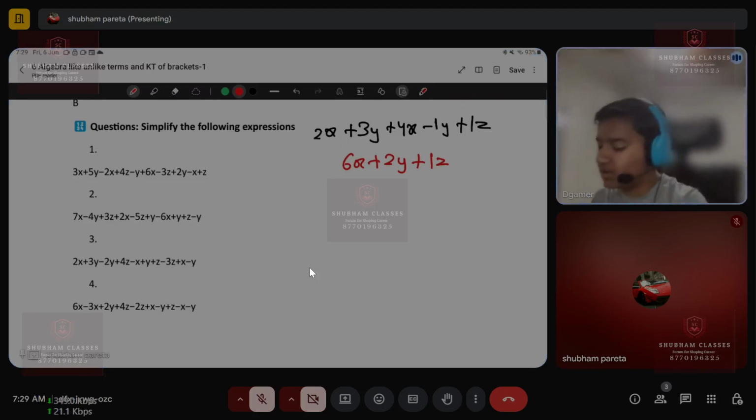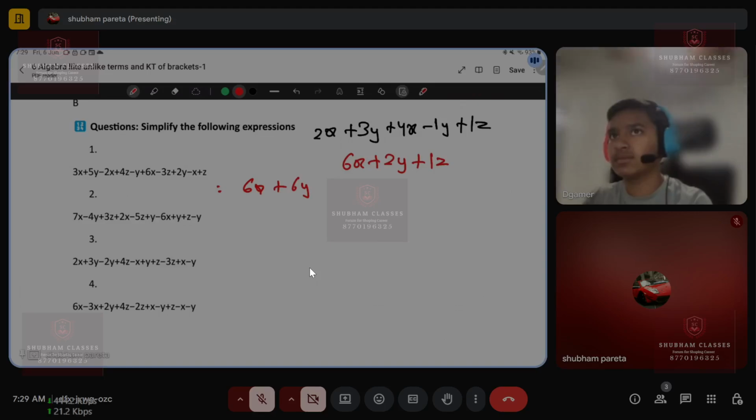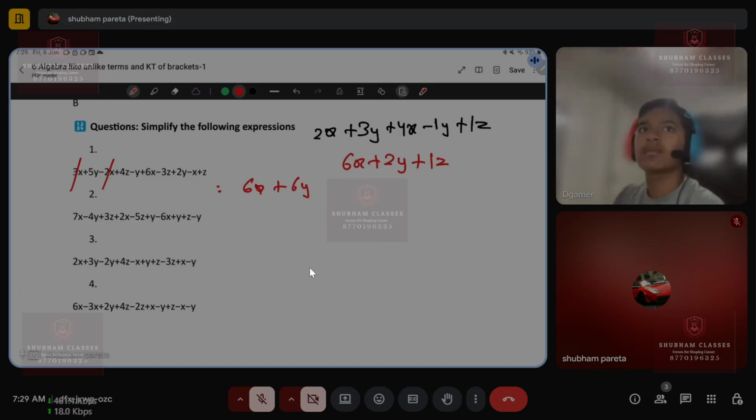For the second one, 3x minus 3y minus 1z. For the first one, what is the answer? 6x plus 6y. Okay, so here what you have is, how much is this one?